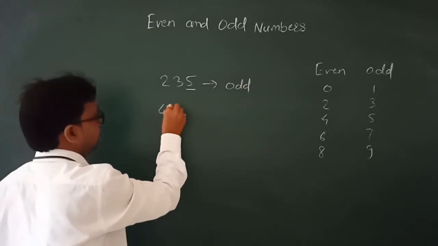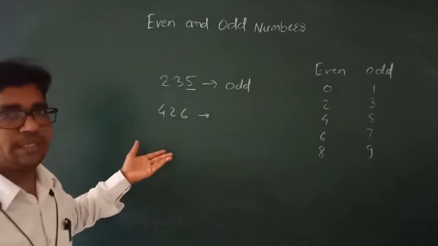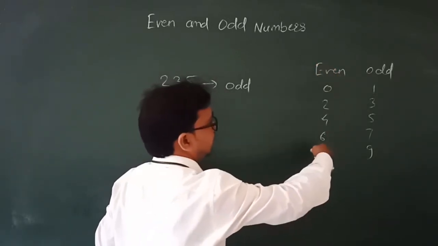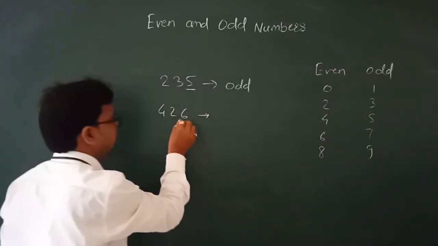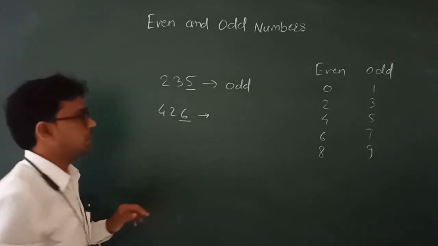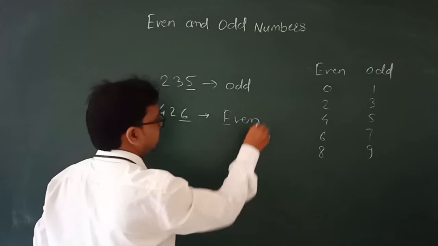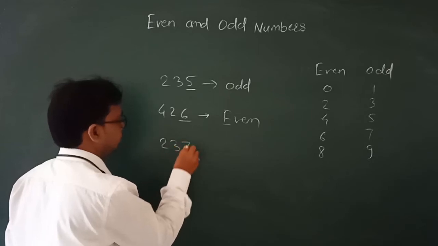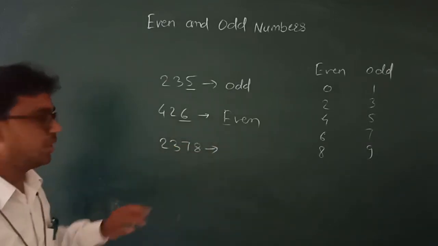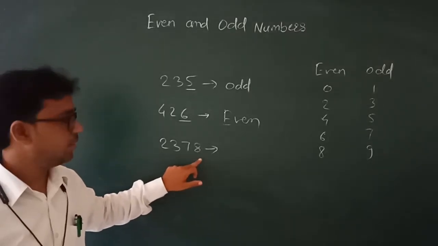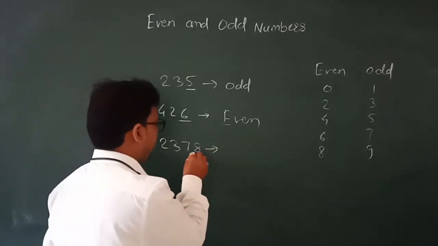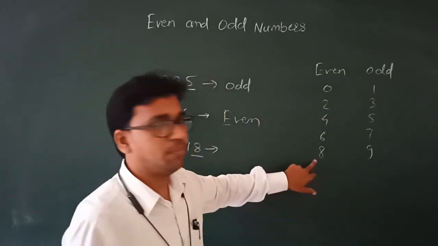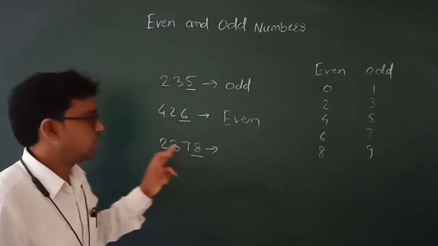Suppose the number is 426. Now it is even or odd? Yes, it is even. Why? Because if we check the even numbers, there is 0, 2, 4, 6, 8 at unit place. So 6 is there at unit place. Therefore it is even. Got it? One more example. Now this is a four digit number, 2378. So here we check that at ones place 8 is there. Even or odd place? So here it is even place. So it is even.